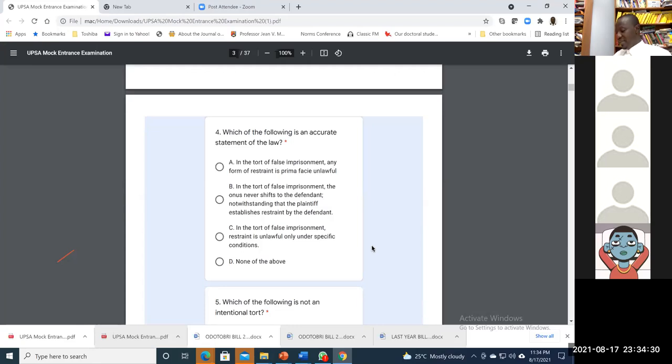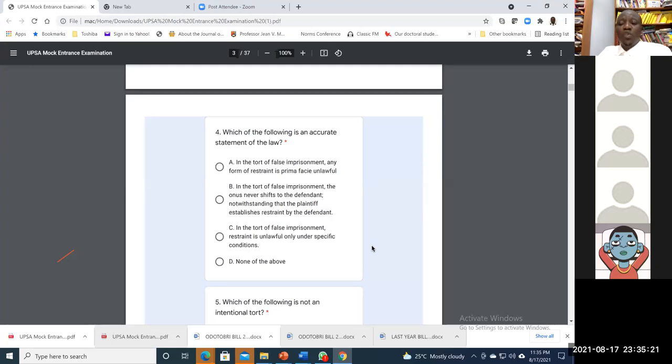Okay, but let's look at C again. In the tort of false imprisonment, restraint is unlawful only under specific conditions. So what that means is that the statement is suggesting that apart from specific conditions, all restraints are unlawful. And that is true. So I will go in for C. I think that C is a better response because let's demonstrate why A is not a suitable answer.